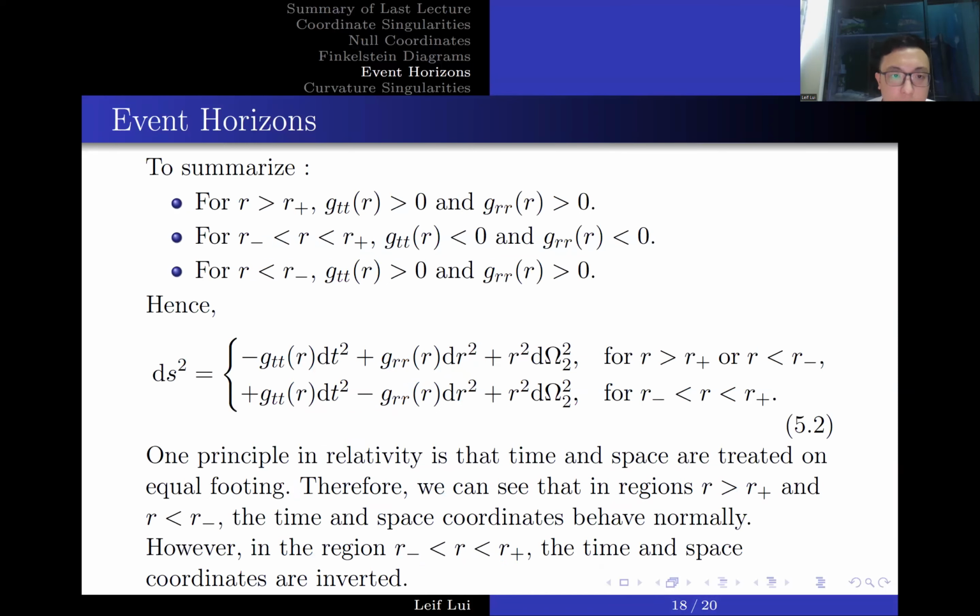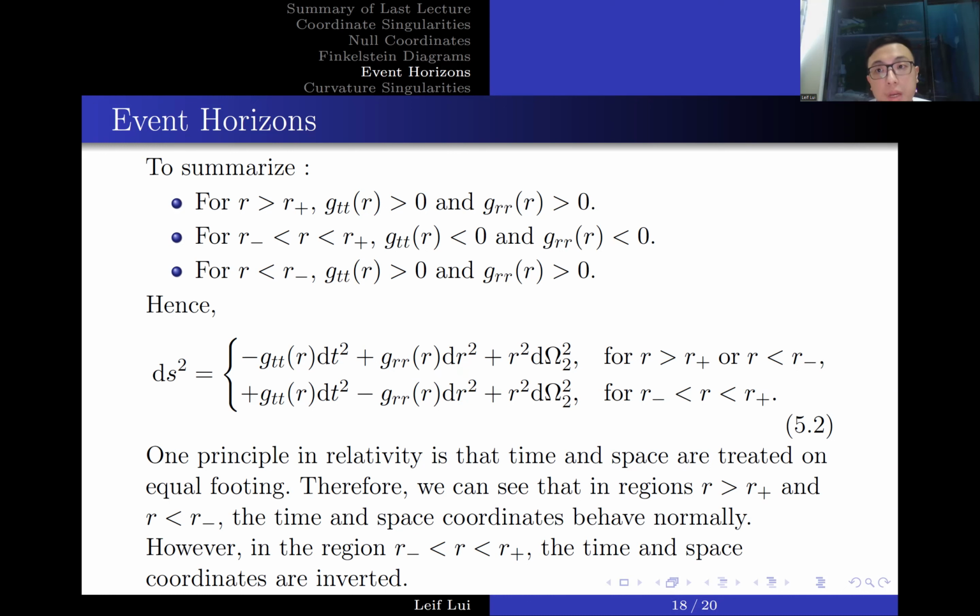So what does this mean? To summarize, in the region r greater than r plus, g_tt is greater than 0 and g_rr is greater than 0. In the region r between r minus and r plus, g_tt is less than 0 and g_rr is also less than 0. And in the region r less than r minus, g_tt is greater than 0 and g_rr is also greater than 0. So I guess you're asking, so what?